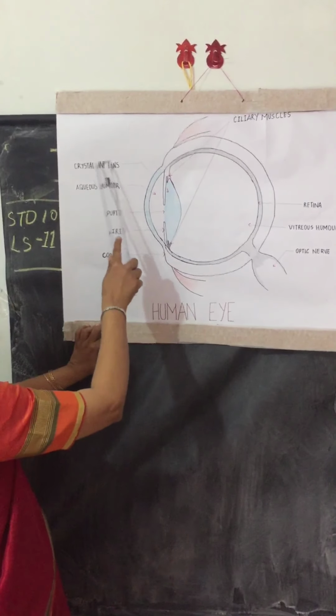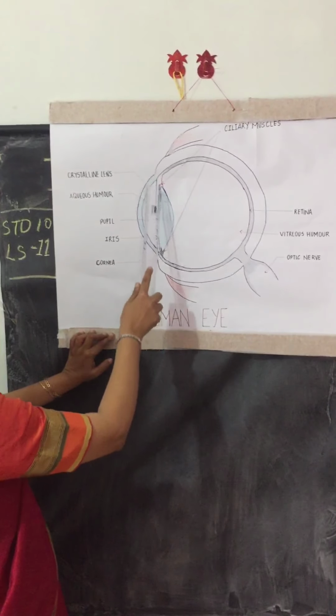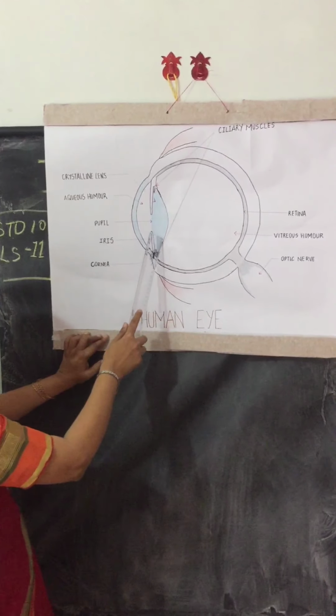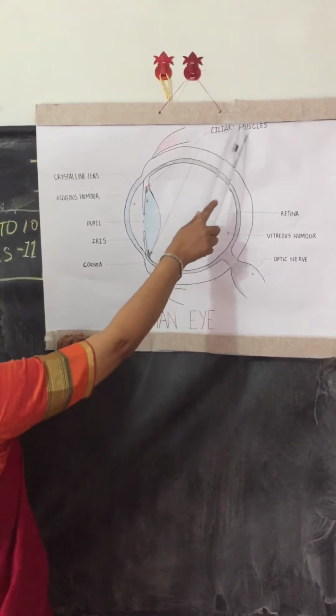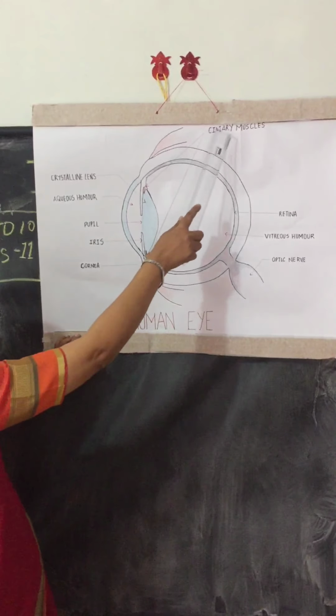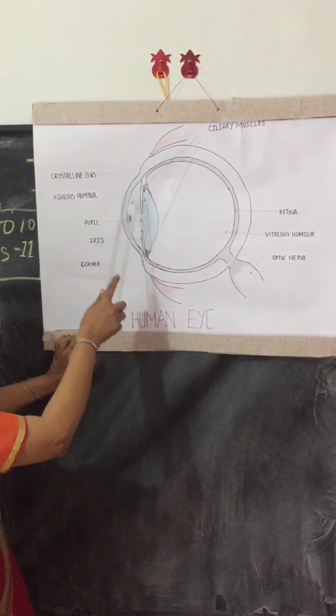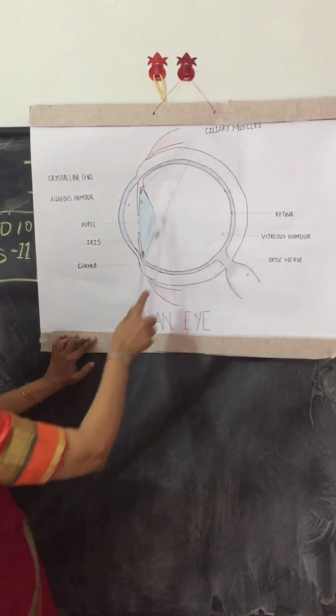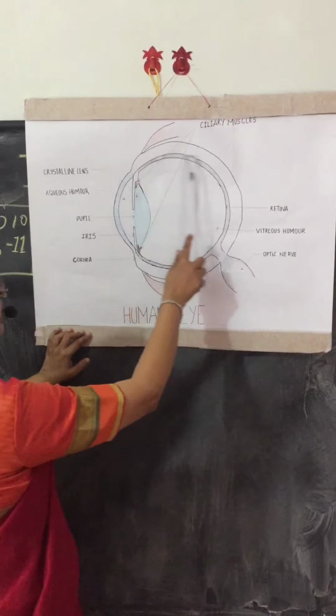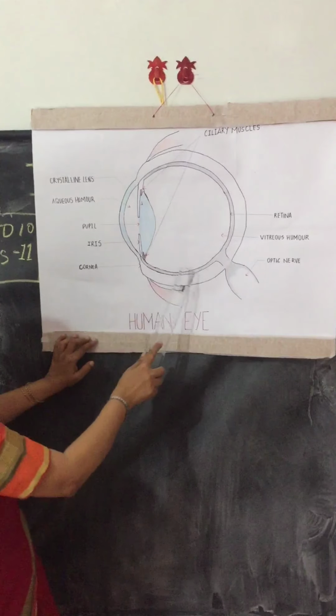And behind the pupil you can see a crystalline lens, a jelly-like substance which is present over here. And this eye lens can be controlled by ciliary muscles. The ciliary muscles can control the eye lens, that focal length is increased and decreased with the help of ciliary muscles. You can see behind a retina, it's acting as a screen.